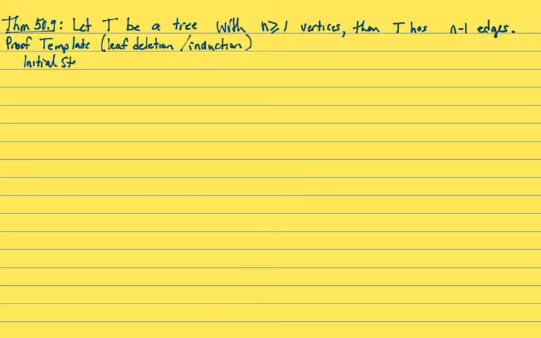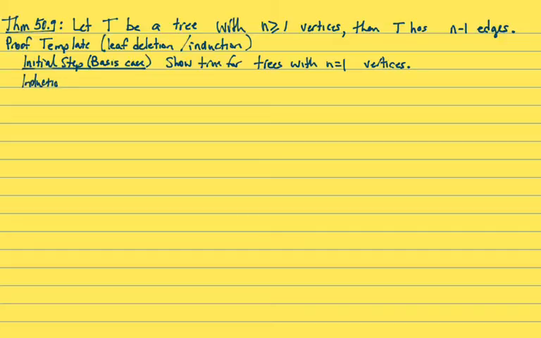The way that it works is you use your initial step or basis case like you do in induction. You show that some claim has to be true for trees with n equals 1 vertex. It's singular, so I should say vertex there. The induction step is to assume that it's true for all trees with n equals k vertices.